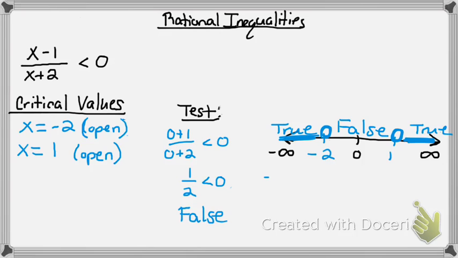So therefore my answer is going to be from negative infinity to negative 2, parentheses, because the circle is open, and 1 to infinity, parentheses, because the circle is open.